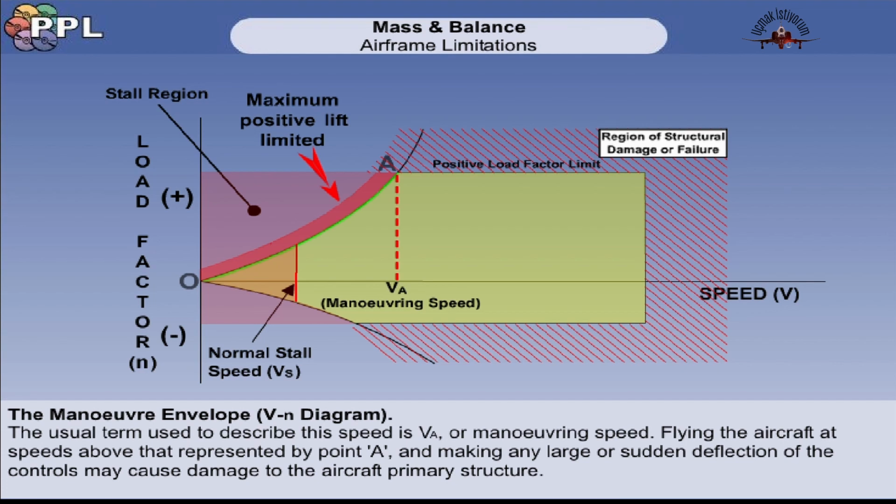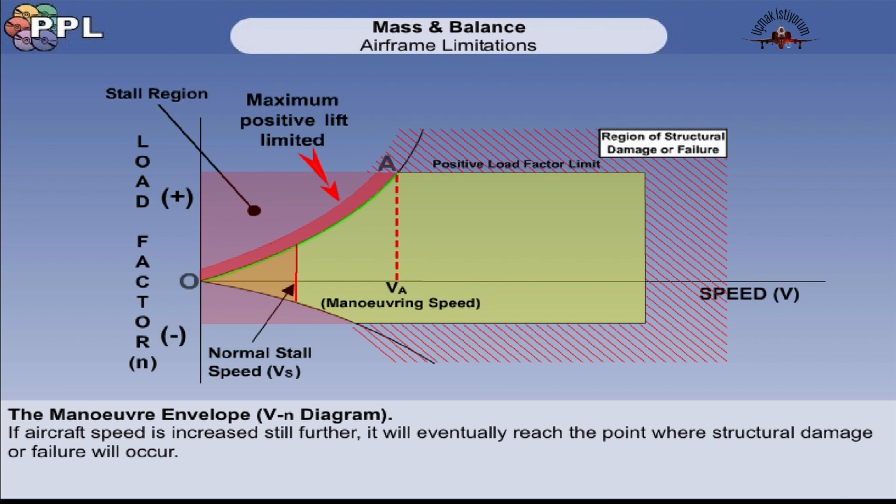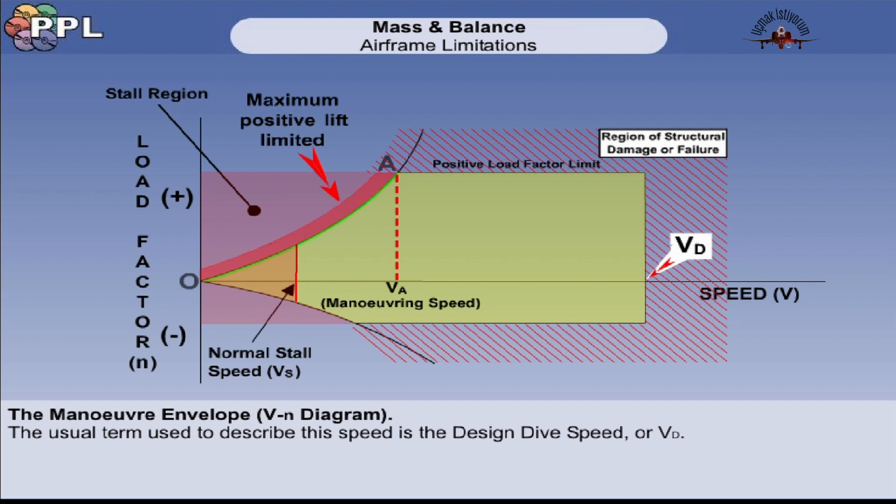If the aircraft is flown at speeds above that represented by point A, it must be borne in mind that any full or sudden deflection of the elevators will increase the load factor to a point where permanent deformation of the aircraft's primary structure may occur. If aircraft speed is increased still further, it will eventually reach the point where structural damage or failure will occur. This is the maximum speed which has to be considered when assessing the strength of the aircraft. The usual term used to describe this speed is the design dive speed, or VD. In general, VNE, the never exceed speed, which we will define later, is set at about 10% less than the design dive speed.